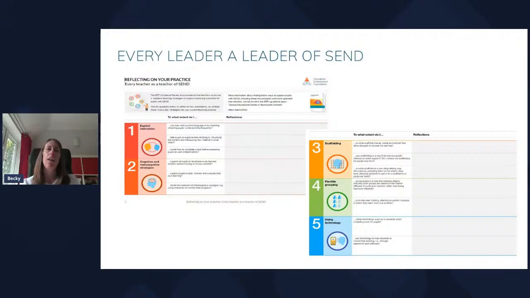This is a useful tool based on the 5 a day. It is a reflection tool that's provided by the EEF. And this would be really useful for subject leaders and all senior leaders to reflect on within their subjects. There is also a teaching assistant one as well.